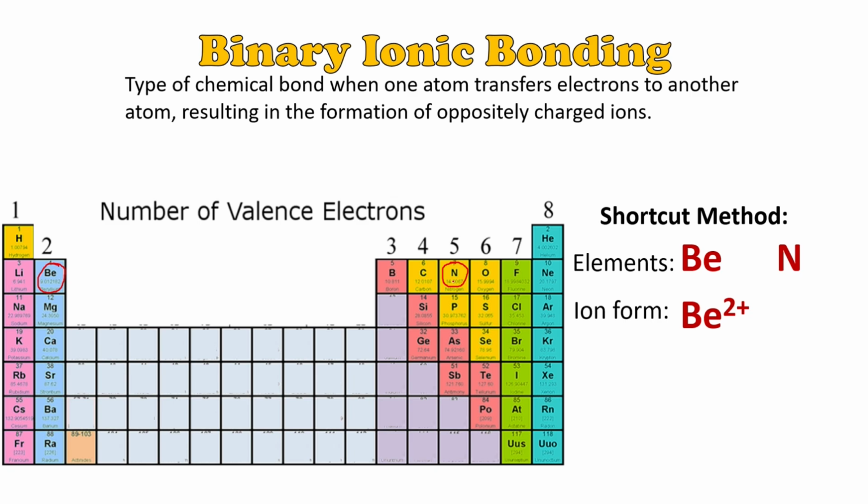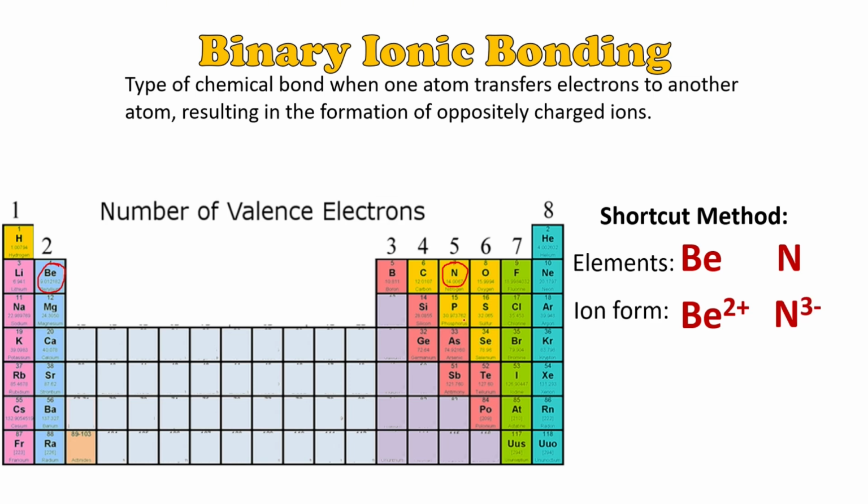It doesn't mean that we need only one beryllium and one nitrogen here. You will know later on in the chemical formula how many berylliums and how many nitrogens are involved after we do the crisscross method in getting the chemical formula. So nitrogen has five valence electrons, and to make it stable, it needs three valence electrons to make it eight all in all, following the octet rule. So it means nitrogen must have a 3 minus charge when it is in its ion form.